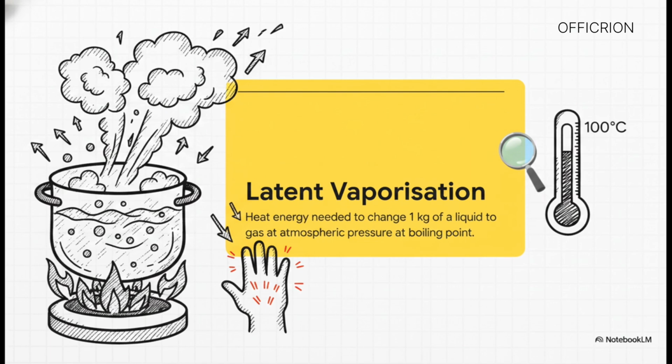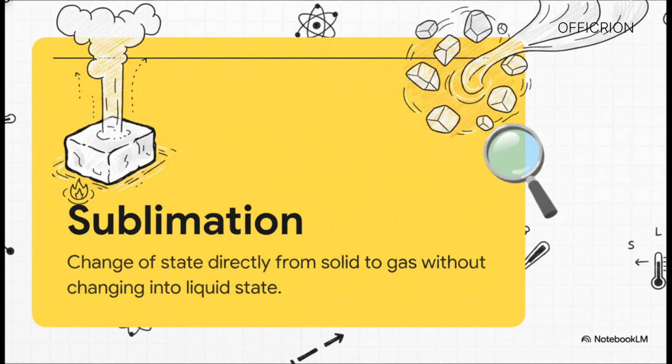Honestly, that's exactly why steam burns can be so unbelievably severe. This brings us to sublimation, which brilliantly illustrates one of the coolest mechanics in physics. Like, what if we just skipped the liquid phase altogether? Well, some substances, like camphor or dry ice, do exactly that.